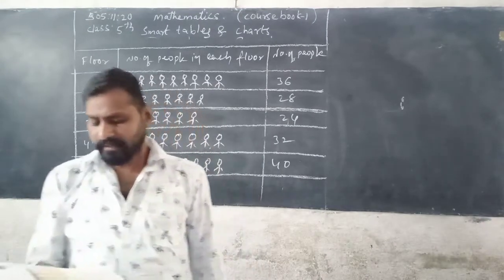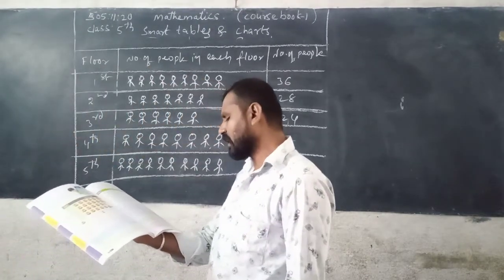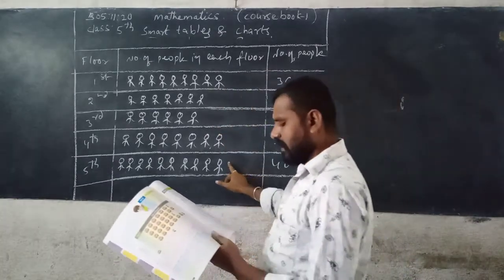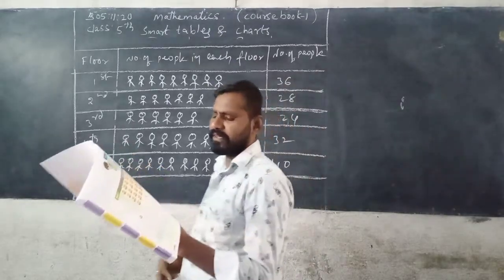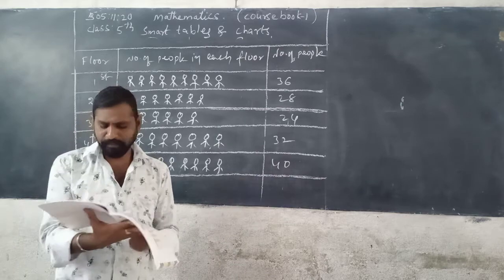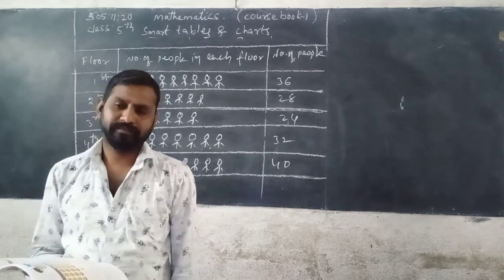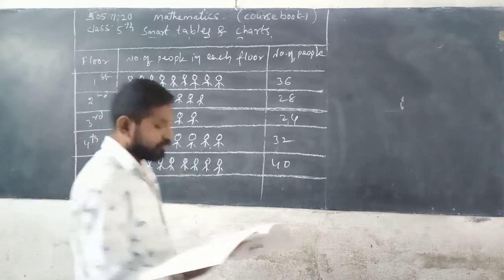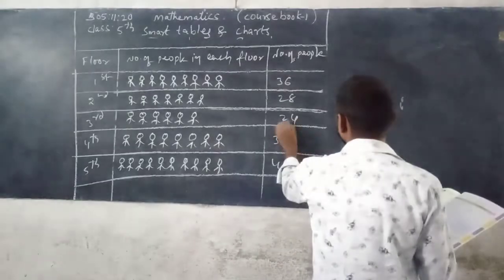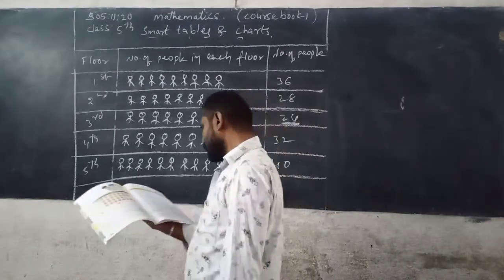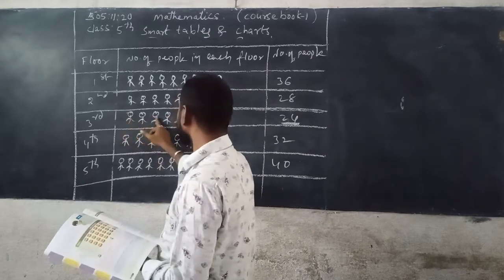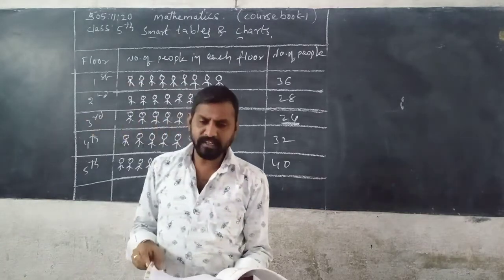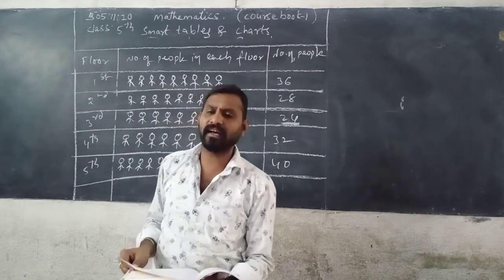Now here, first question: on which floor are the maximum number of people living? 10 is the maximum number of pictures. So 10 into 4, 40 people are living on the fifth floor. Now next, on which floor are the least number of people living? Here, the least number of pictures are on the third floor: 1, 2, 3, 4, 5, 6. So 6 is multiplied by 4, you get 6 fours are 24 people living on the third floor.